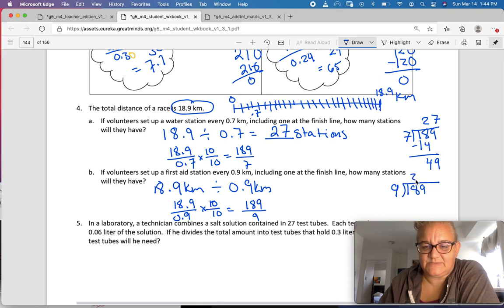9 goes into 18 twice. Okay, 0, bring down the 9. 9 goes into 9 one time. So how many stations will they have? 21 stations.